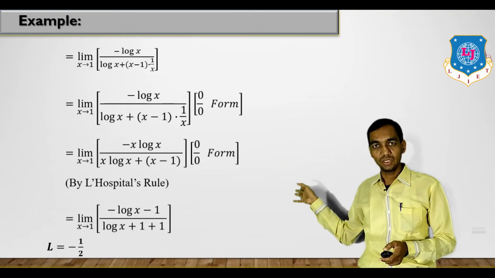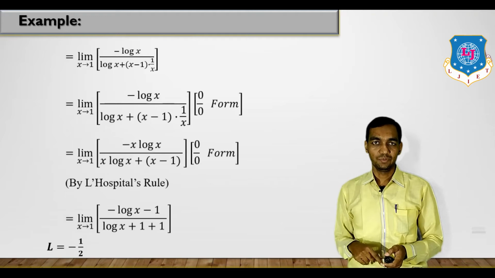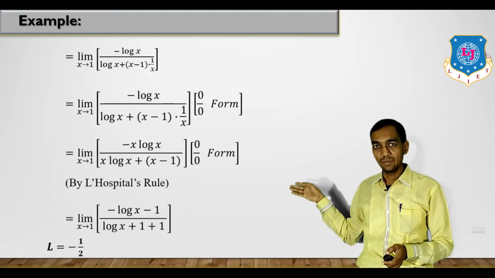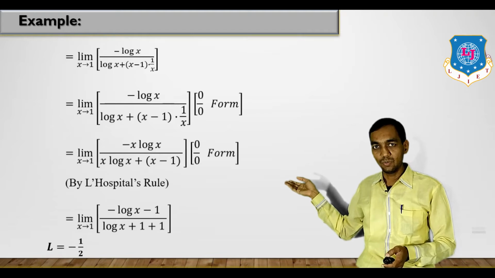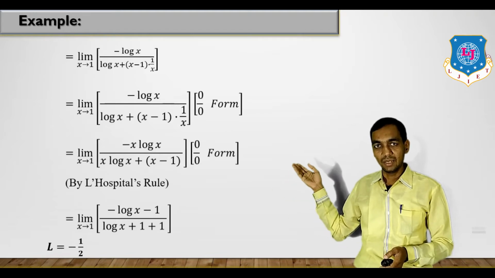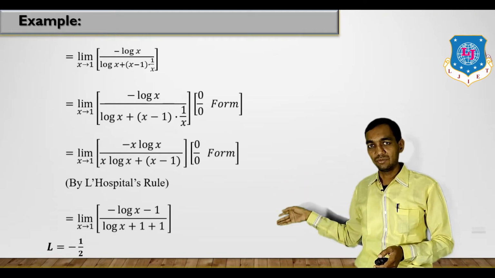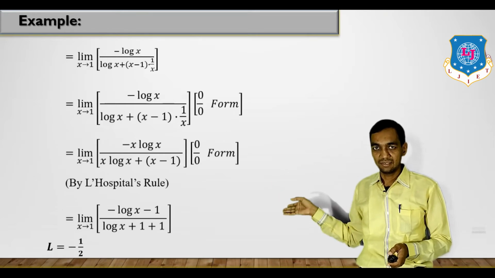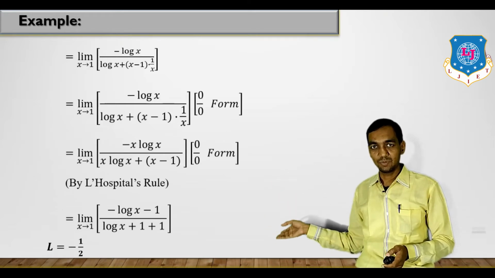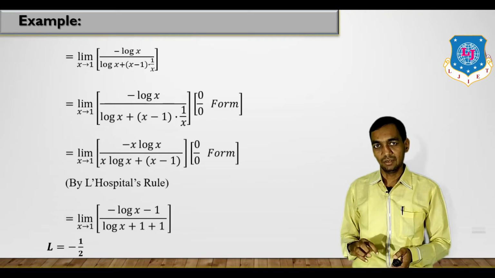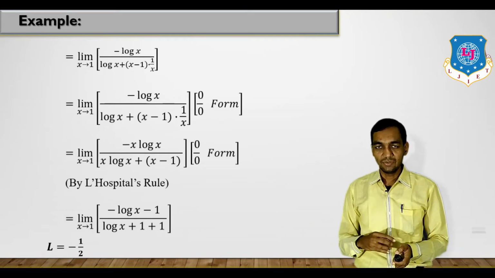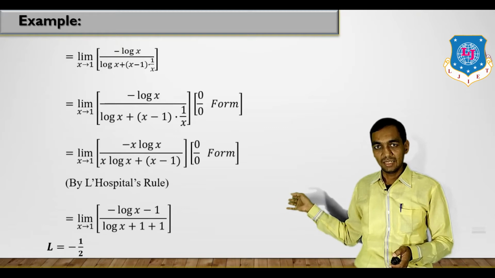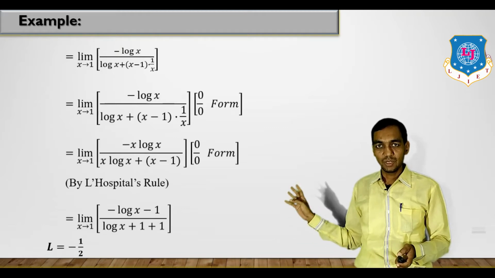Now, again, if you put in the limit, then this will be a 0 by 0 form. So, what I am going to do is rewrite it by taking the LCM in the denominator. So, x will go to the numerator, and the new term you will have is minus x log x divided by x log x plus x minus 1 in the denominator. So, applying L'Hopital's rule, that will give you minus log x minus 1 divided by log x plus 1 plus 1.